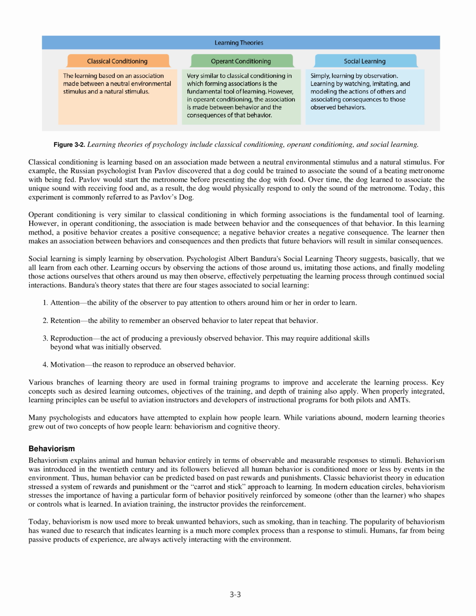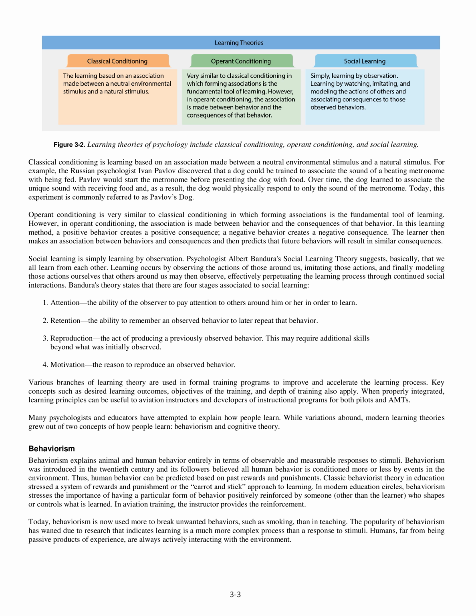Operant conditioning is very similar to classical conditioning, in which forming associations is the fundamental tool of learning. However, in operant conditioning, the association is made between behavior and the consequences of that behavior. In this learning method, a positive behavior creates a positive consequence, a negative behavior creates a negative consequence. The learner then makes an association between behaviors and consequences and then predicts that future behaviors will result in similar consequences. Social learning is simply learning by observation.